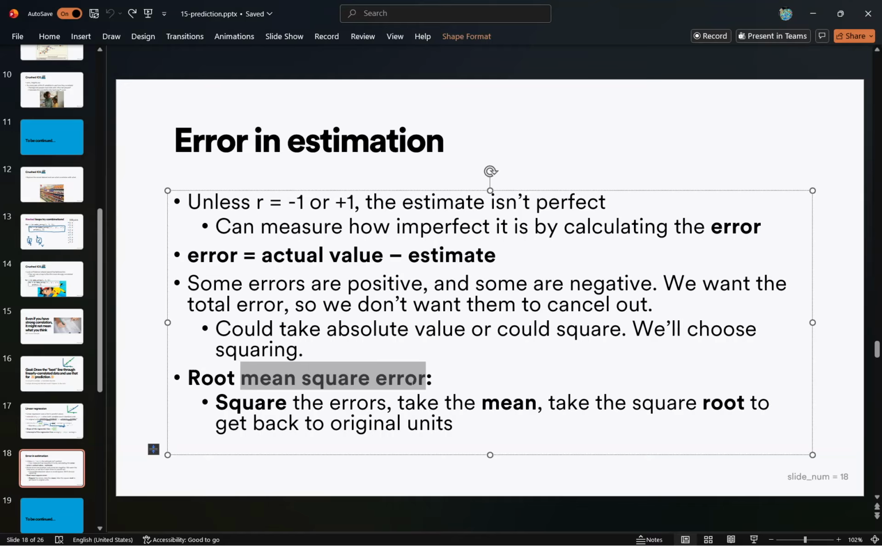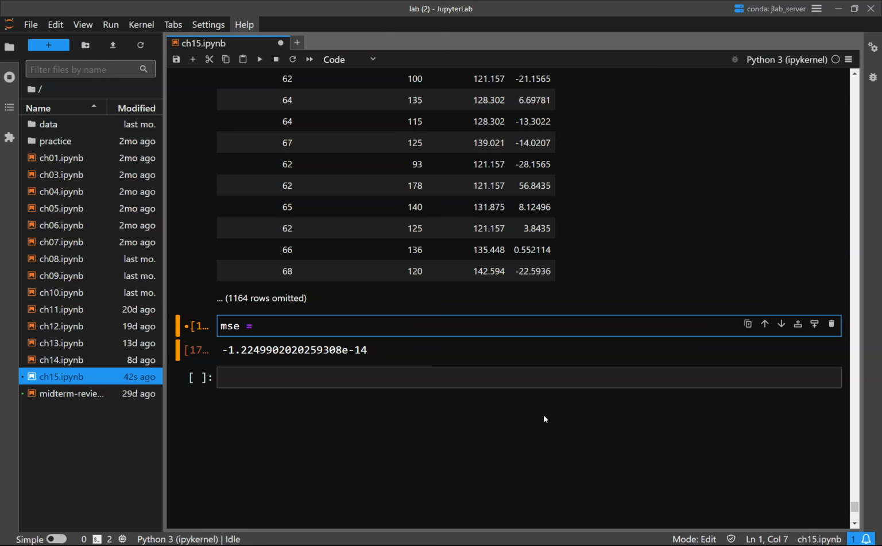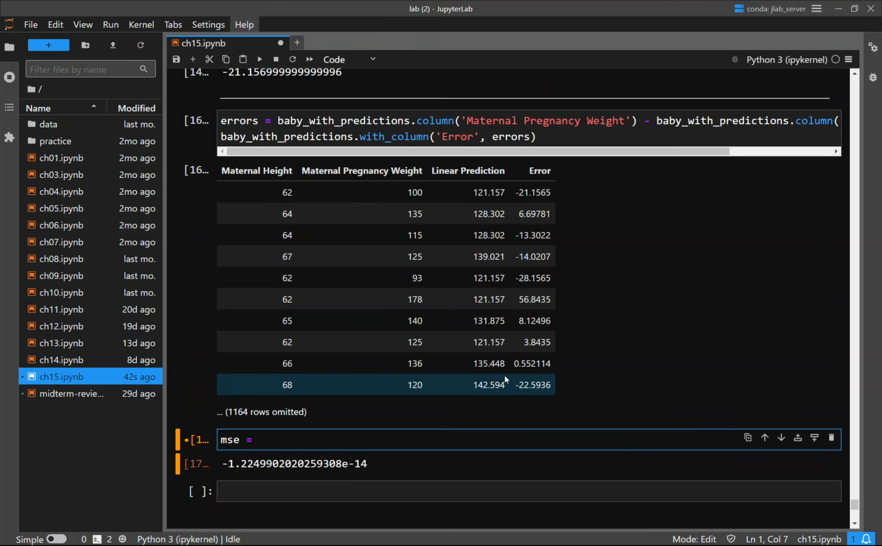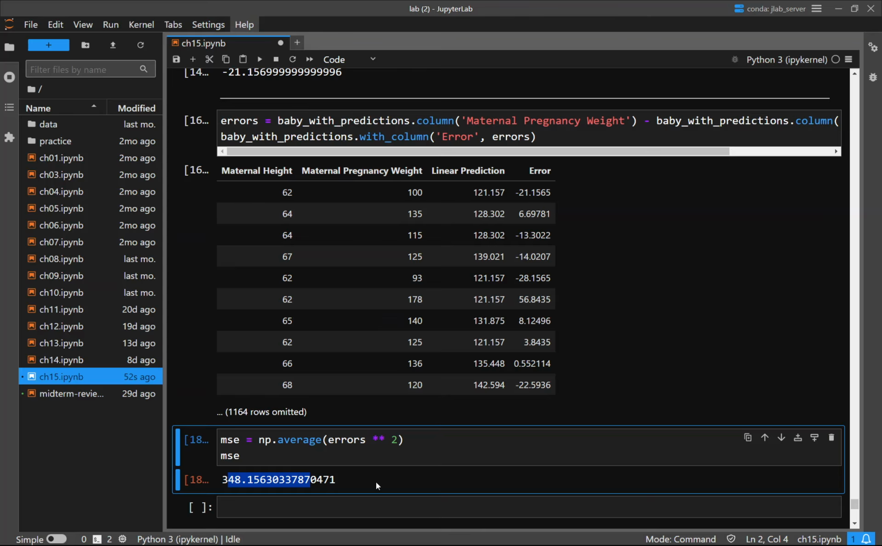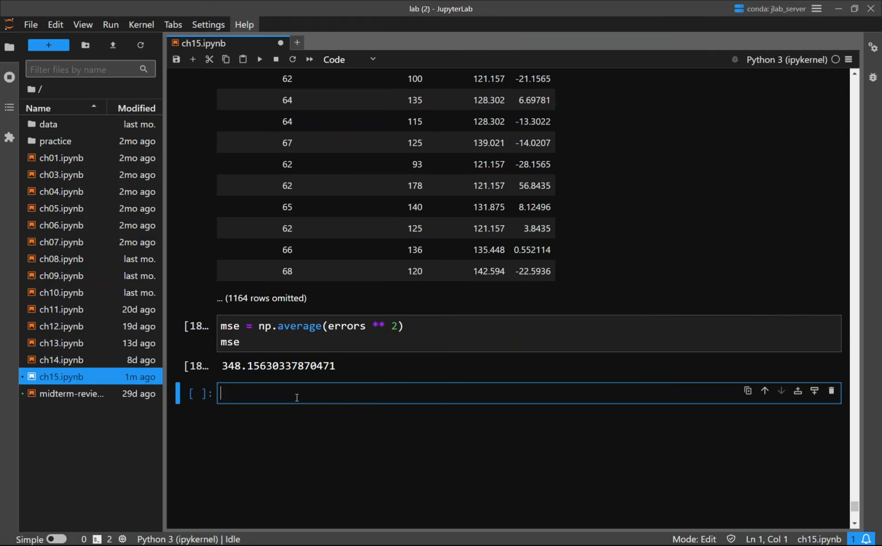Before you take the root, it's called the mean square error. So the MSE, mean square error, is: give me all the errors, square them, using star star 2, take the average of those, np.average or np.mean. That's the mean squared error. 348 units squared, I don't know, pounds squared, I guess. And then the root mean squared error is RMSE for short. That's just you take the square root of all that. So from scratch, take the mean squared error, and then to the 0.5, take the square root right afterwards.